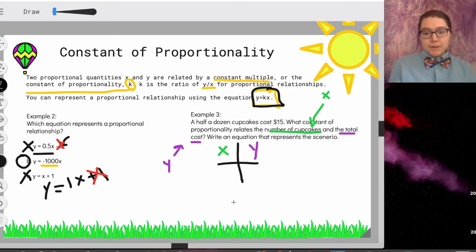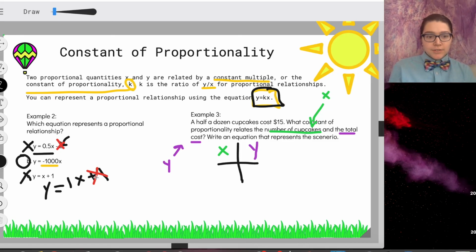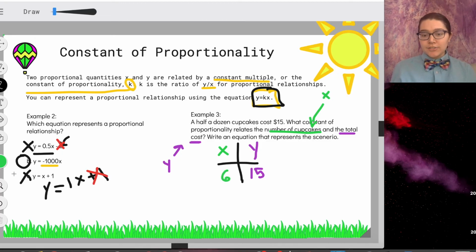So let's just fill in the missing pieces there then. Half a dozen cupcakes cost $15. So my cost, again, the total cost is y. So 15 is going to be my y value. And then half a dozen cupcakes, that is 6. A dozen is 12, and half of 12 is 6. So we have 6 cupcakes, cost $15.